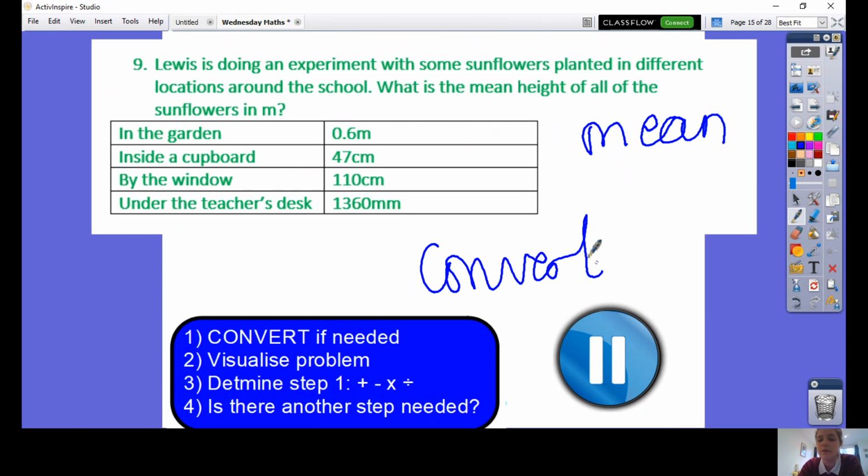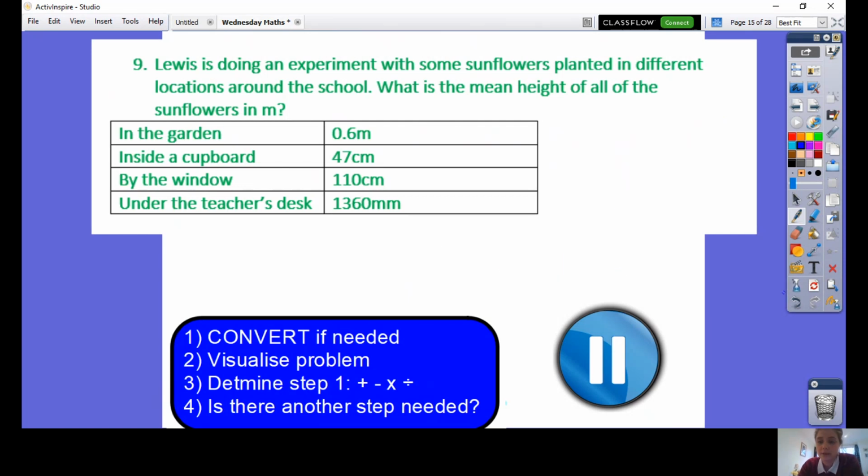All of these questions involve conversion. So if you're trying to solve one without converting, please go back and redo it. Remember, there's two steps to find the mean. The first one is adding, the second one is dividing. Hopefully that will trigger your memory to help you solve this question.